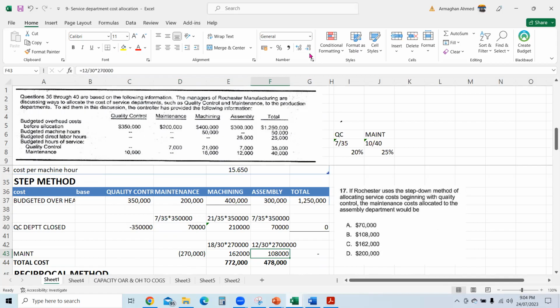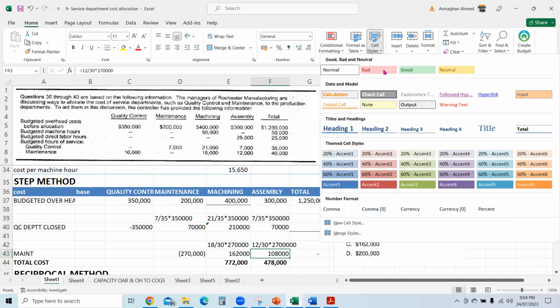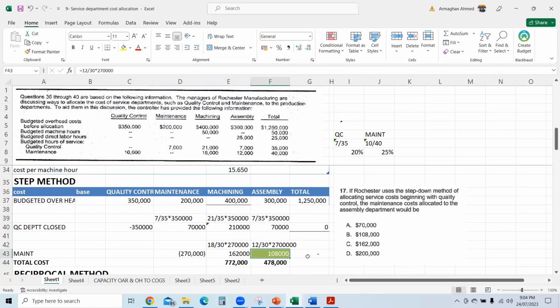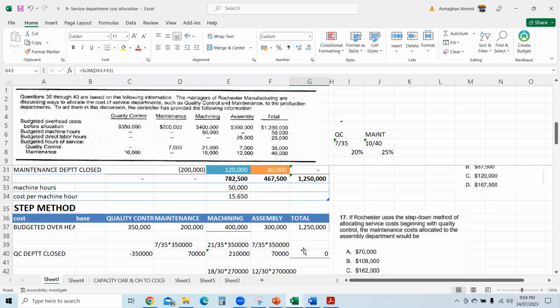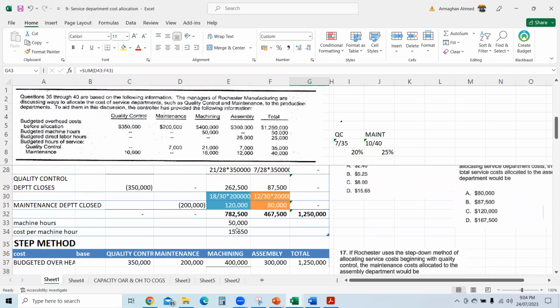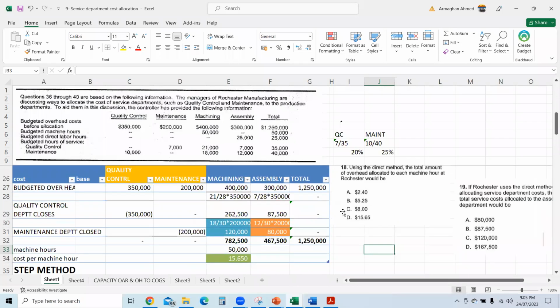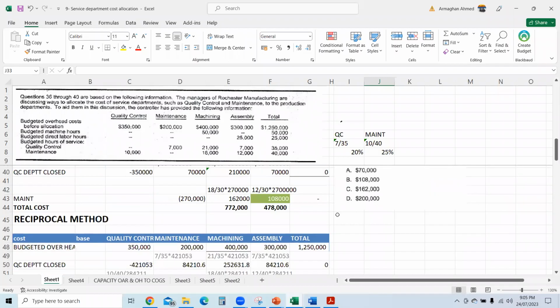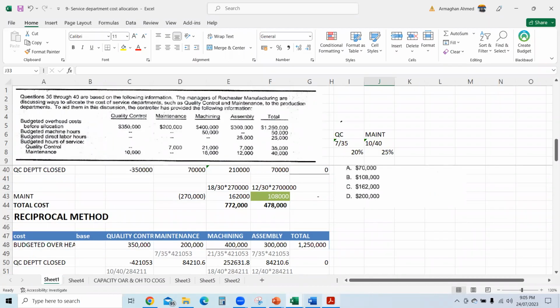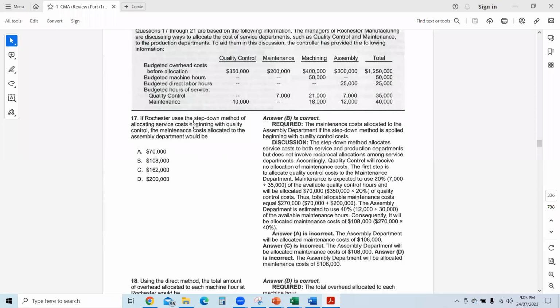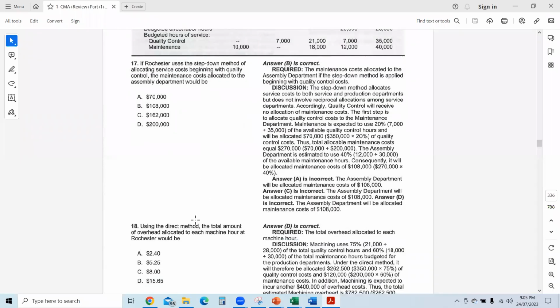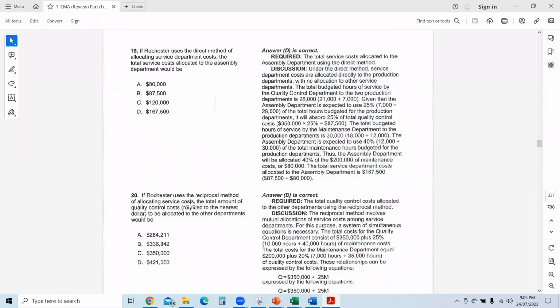Yes, so this is basically what is asked here, right? 108,000, that is asked. So earlier we discussed that was the question that was asked. Anyway, that we are done. Let's come to the next. So this was the step method. This was direct, we have done. This is also direct, we have done.